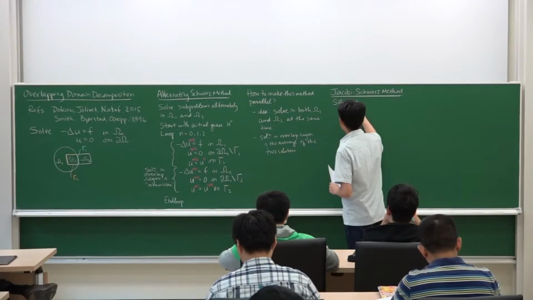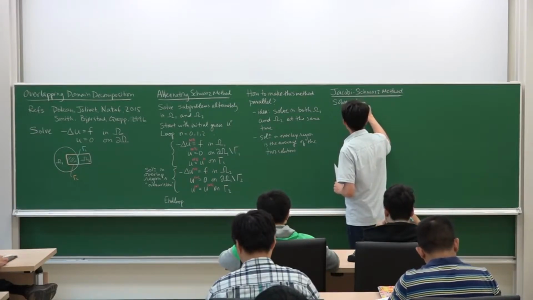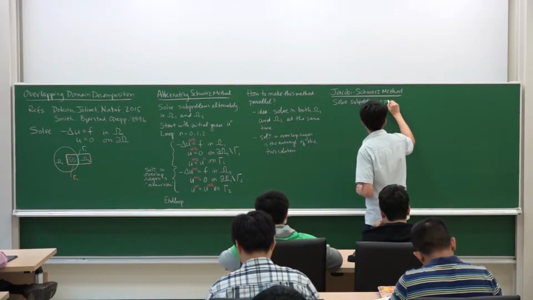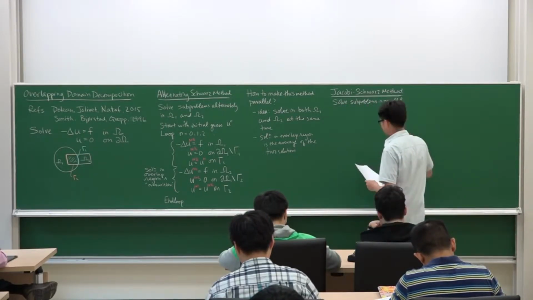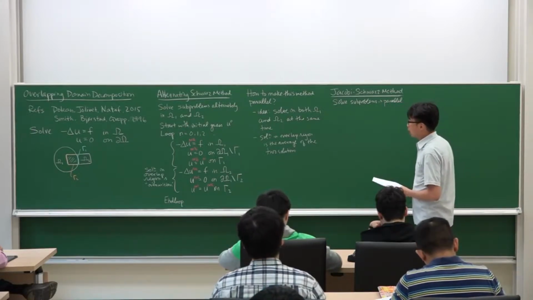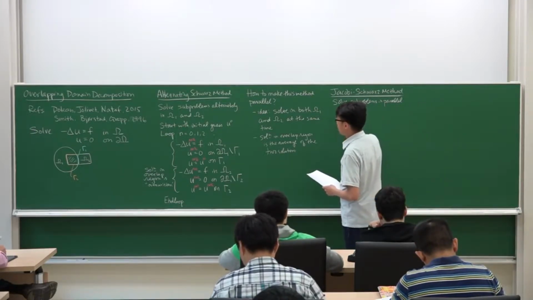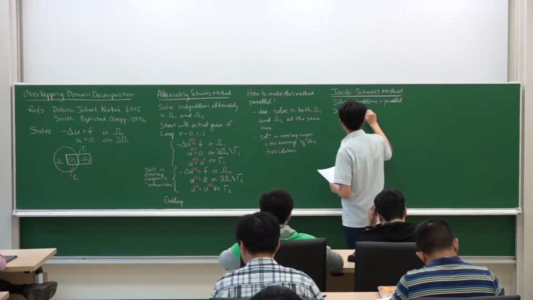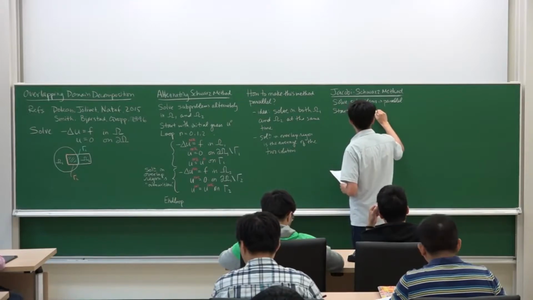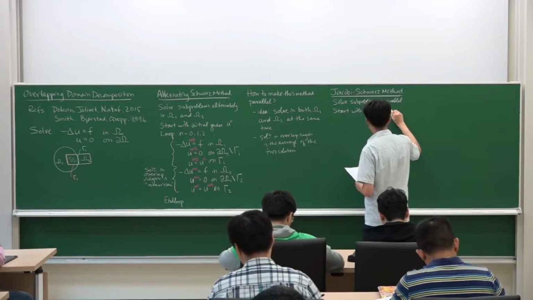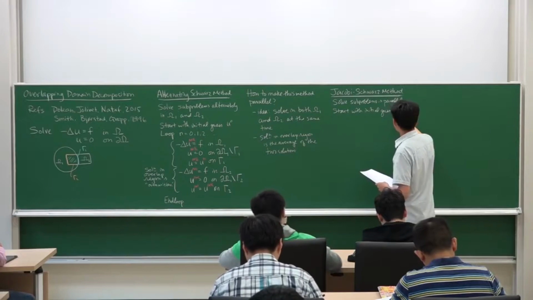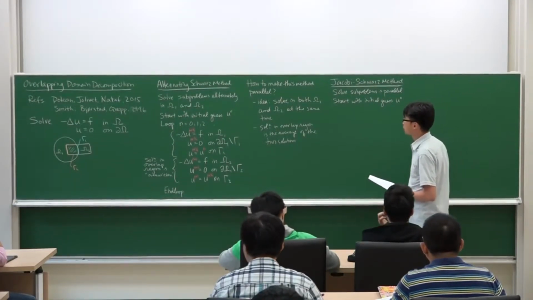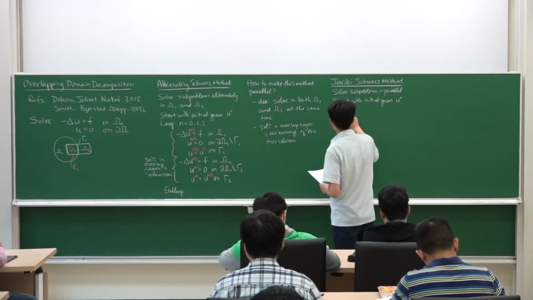So unlike before, we're going to solve the subproblems in parallel. And the algorithm, like before, starts with an initial guess. Call it U0. We're going to loop like before.